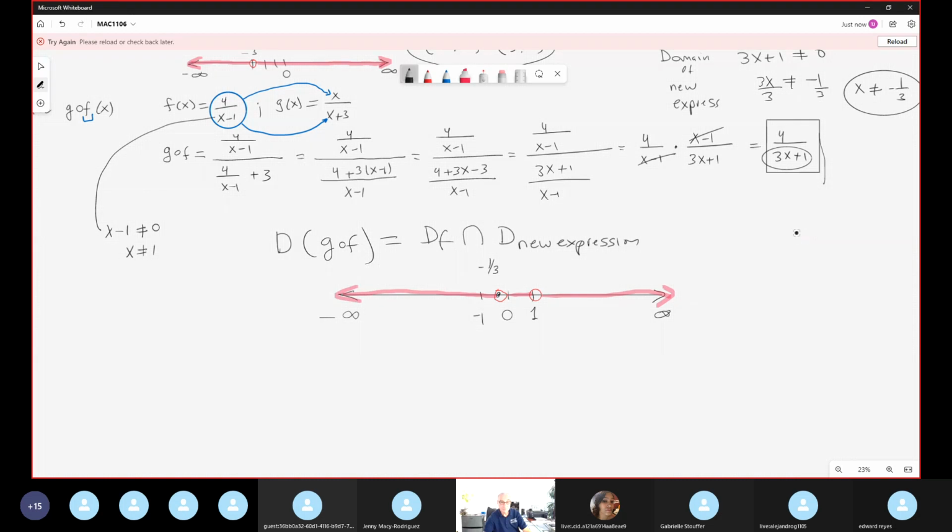Okay, how do you write that? Domain of g composition f is equal, in this particular example, from negative infinity, comma, negative 1/3, parenthesis, not including negative 1/3, union, negative 1/3, comma 1, union, 1, comma infinity. Boom. Finals. This is easy or not?